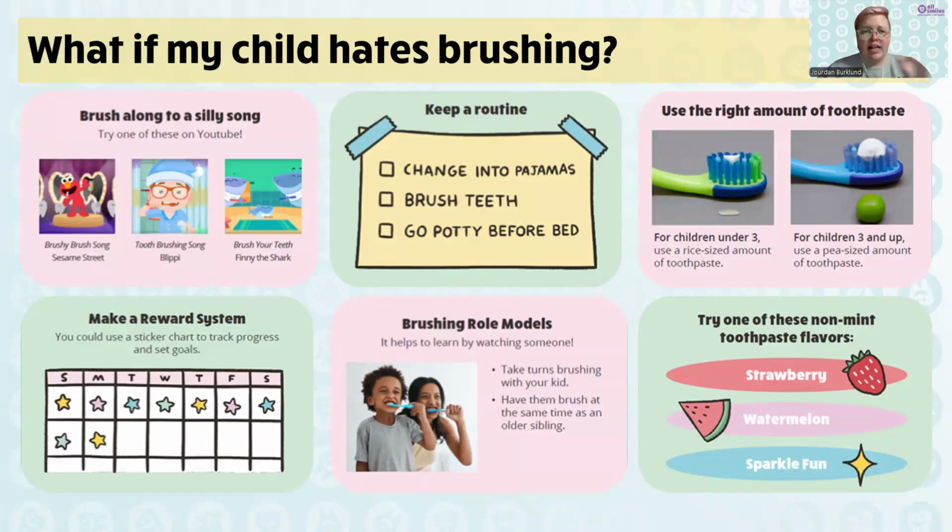We've created this handy dandy little sheet that I've parsed up here with little tricks for if the kids are not compliant with brushing. And I mentioned some of them already: the amount of toothpaste, the flavors of toothpaste, being a role model for your kid, brushing with them. Another thing is to keep a routine. And I always tell kids that I see who don't brush their teeth, well, do you change into pajamas? Do you go to the bathroom before you go to bed? Add brushing your teeth right in there. You already have a routine, just add to it.